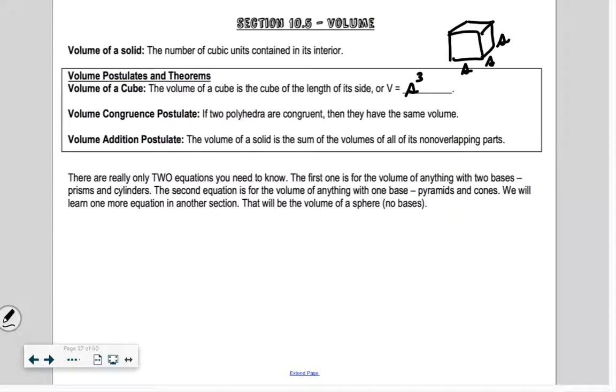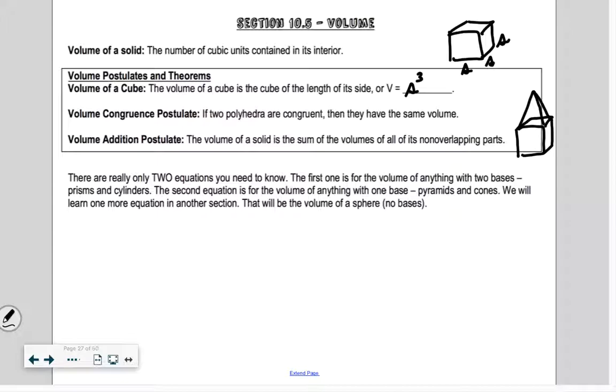So the volume congruence postulate is very easy. It just says if two polyhedra are congruent, then they must have the same volume. And then the volume addition postulate says the volume of a solid is the sum of the volumes of all its non-overlapping parts. So I could have something like a cube, and then on top of it, maybe I have a pyramid. I could find the volume of the cube plus the volume of the pyramid, and I could put them together. Easy enough? All right.